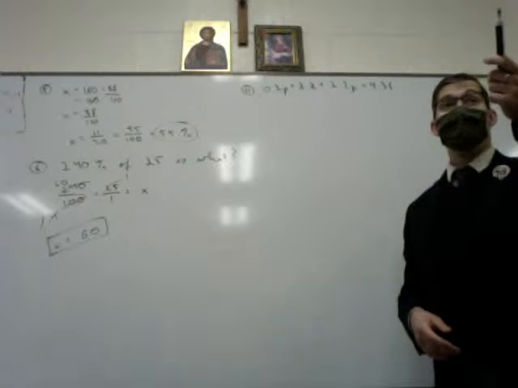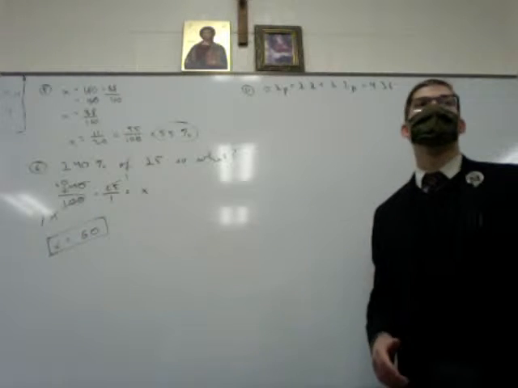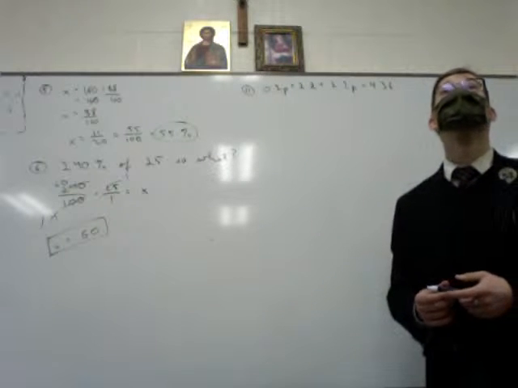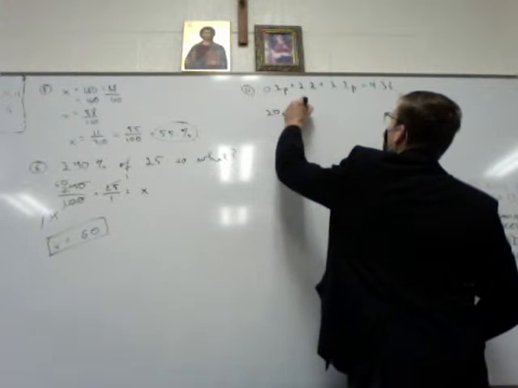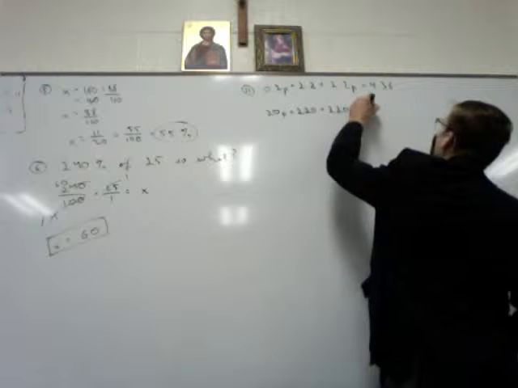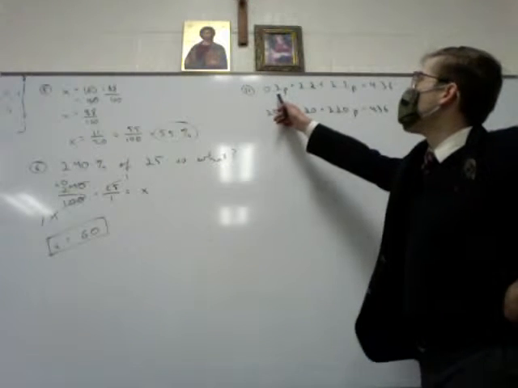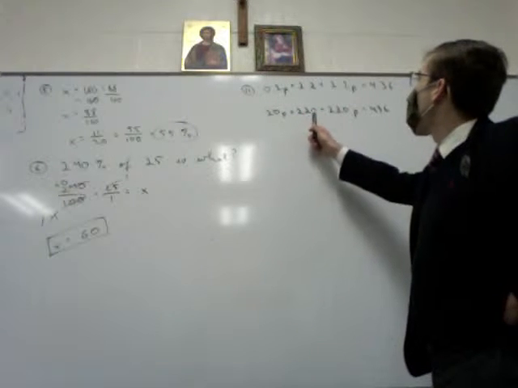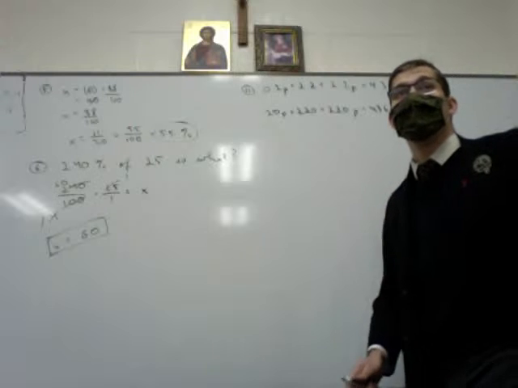Moving the decimal 2 points over. Right, we're going to have to move the decimal in every single one of these terms over 2 places. So you get 20p plus 220p plus 220. Notice we move the decimal place 2 places over on each of them. So 0.2p becomes 20p. 2.2 becomes 220. 2.2p becomes 220p, and 4.36 becomes 436.